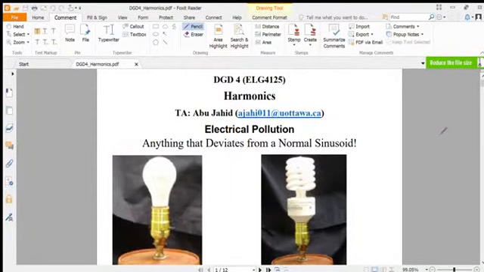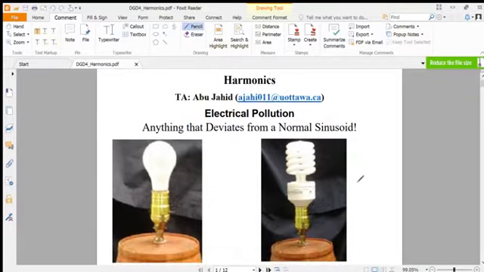Today I'm going to discuss harmonics in power systems that affect power quality. Harmonics are actually defined as electrical pollution. So what is a harmonic? Anything that deviates from the normal sinusoid. All electrical appliances are powered by a sinusoidal voltage source, a 60 hertz voltage source. When it deviates from the normal sinusoid, it becomes pollution and the waveform is distorted.